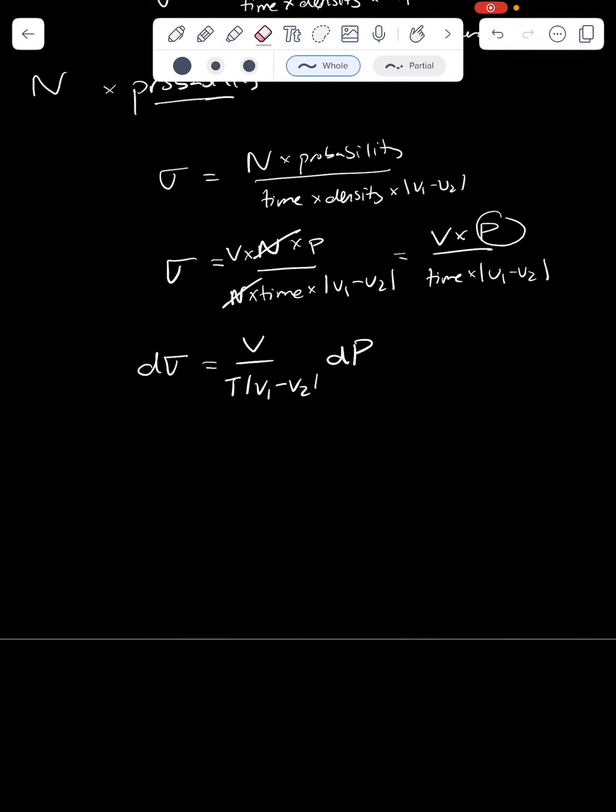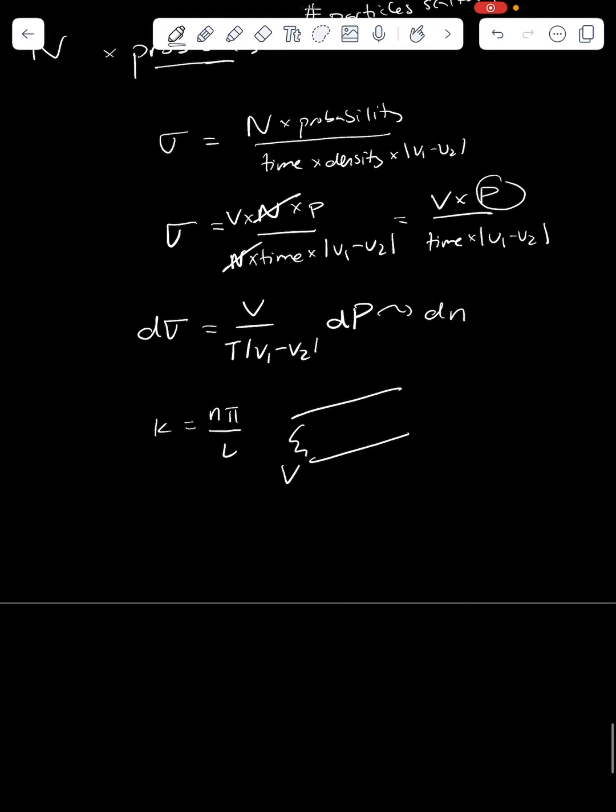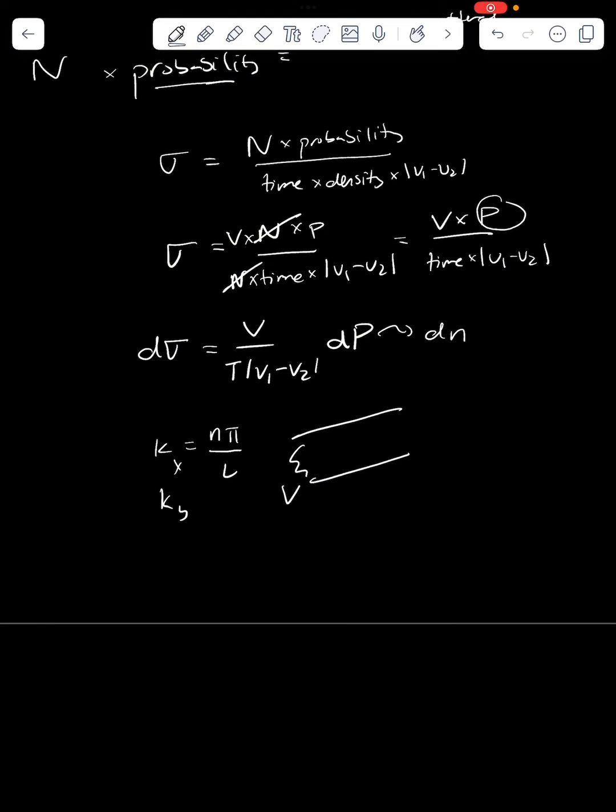We can actually write dp in terms of dn. Recall that the particles are in a box, in an actual beam that has a volume. We know from quantum mechanics that if you have a particle in a box or a well, hint hint, the momenta of the particles are going to be quantized, where k is going to equal n pi over L, the length of the box. Or in this case, since we have 3 dimensions, we will have different values for each momentum direction: n pi over Lx, n pi over Ly.